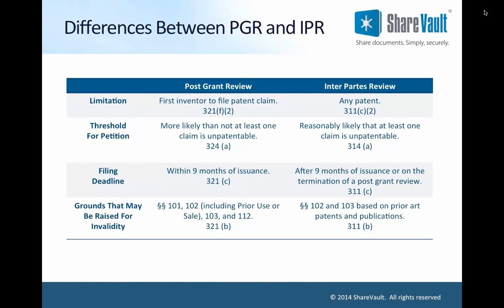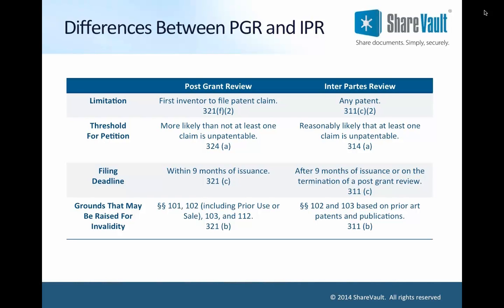The PGR can allege any basis of invalidity in the statute under 101, 102, 103, and 112. That is, utility or abstract ideas are a basis for invalidating a patent. That's 101. 102 is anticipation. 103 is obviousness, and 112 is sufficiency of the disclosure. Each of these, of course, are sections of the patent statute.